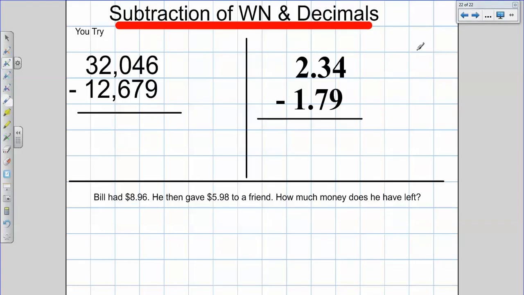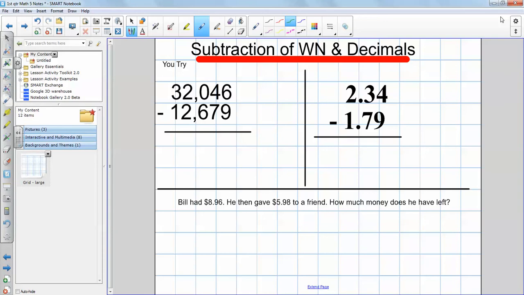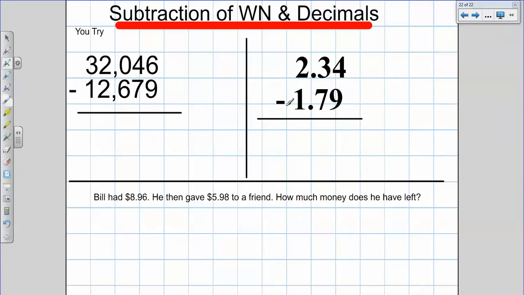All right, now you're going to try a couple problems on your own, and then we will come back and check your answers. So go ahead and press pause and try these 3 problems on your own, then we'll come back and I'll have my answers down so you can check your answers.